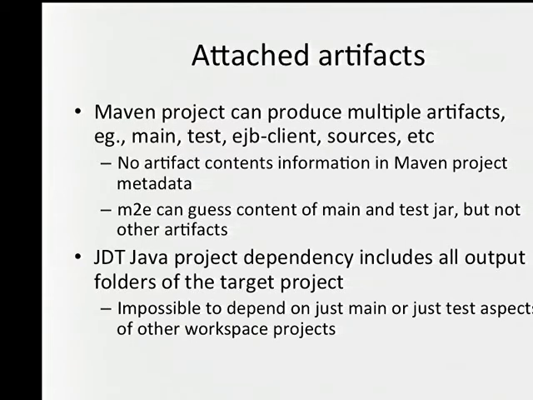And to make problems worse, JDT actually doesn't support fine-grained dependencies on other workspace projects. So your workspace dependency either includes all project output folders or none at all. So m2e cannot express dependencies just on test classes produced by other workspace projects or just main classes, right? It will always expose your code to both test and main classes of the dependency project.